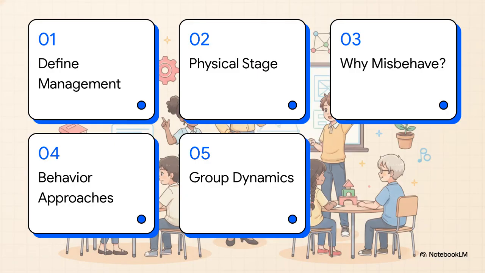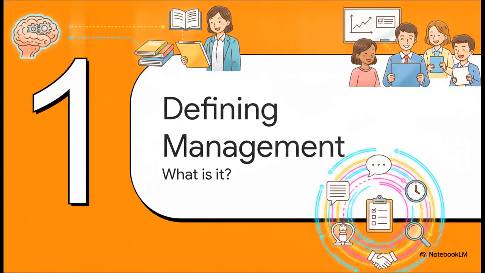Here's the game plan for This Explainer. First, defining classroom management. Second, setting the physical stage. Third, why learners misbehave. Fourth, behavior management approaches. And finally, number 5, mastering group dynamics. All right, let's jump straight into section 1, defining classroom management.